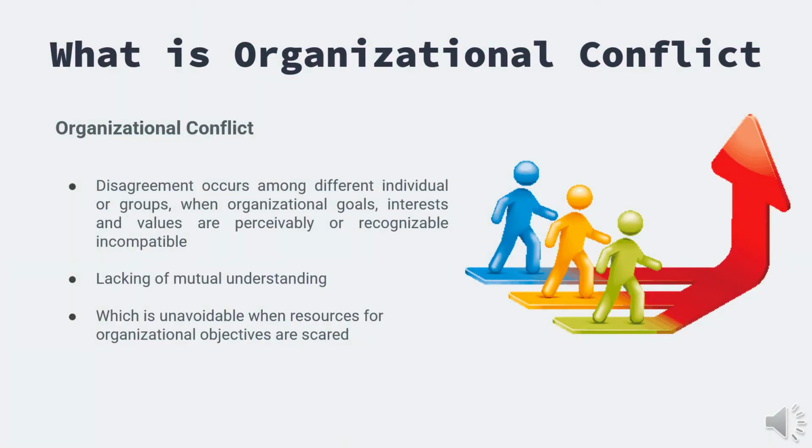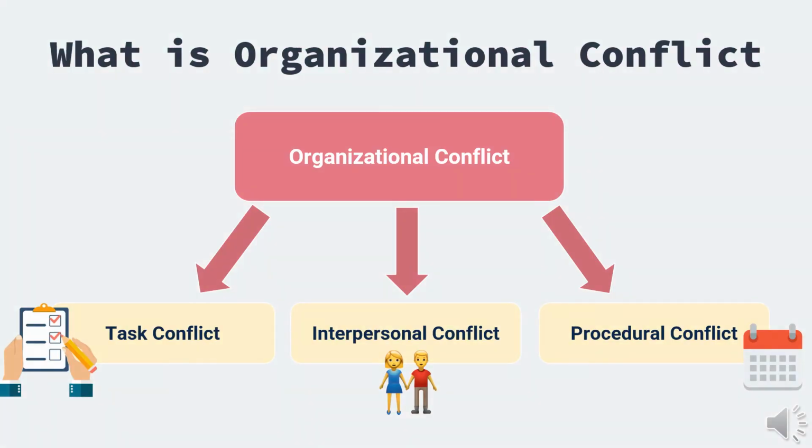First, we should define what organizational conflict is. Organizational conflict is a disagreement that occurs among different individuals or groups when organizational goals, interests, and values are perceivably or recognizably incompatible. So the lack of mutual understanding is described as unavoidable, especially when resources are scarce within the company. There are three types of organizational conflict: task conflict, interpersonal conflict, and also procedural conflict.